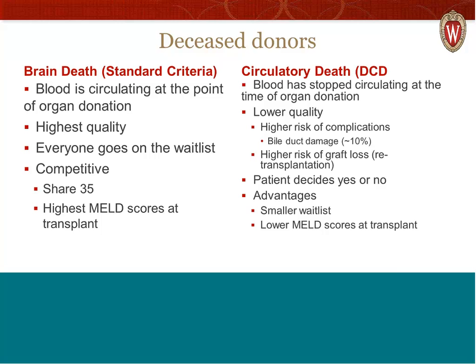The second type of deceased donor is circulatory death, where somebody's heart has stopped at the time of the organ donation. So there is a small amount of time between when the heart stops and when the liver is removed where the liver is not getting blood. The procurement team goes as fast as they can to get the liver out, but there is a period of time where it's not getting blood. And there's a higher risk of complications because of that.